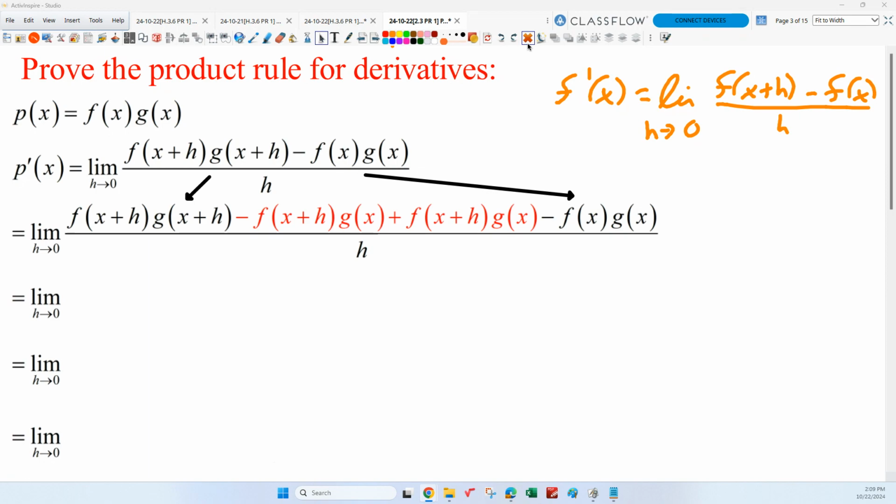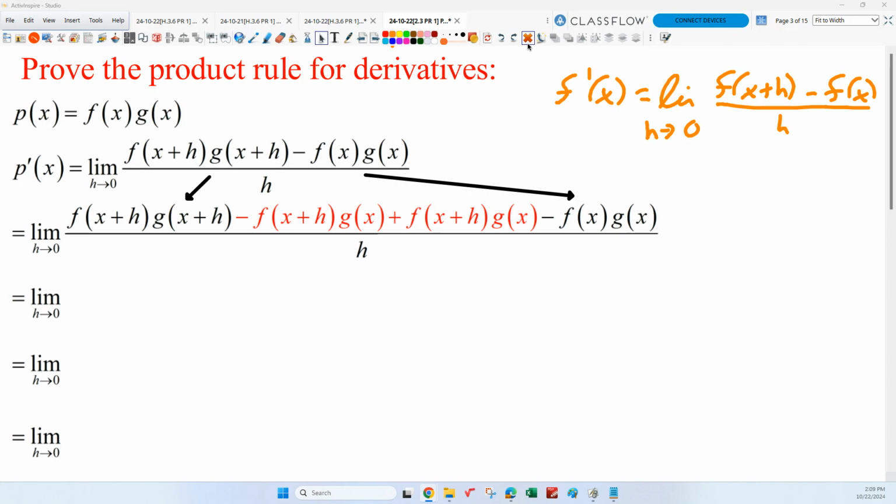Notice I'm subtracting the same term that I'm adding, in red. So I have added 0. 0 is the additive identity. I haven't changed anything. Okay? And then we're going to factor by grouping. Exactly. So now, there's the motivation. That gives us 4 terms.